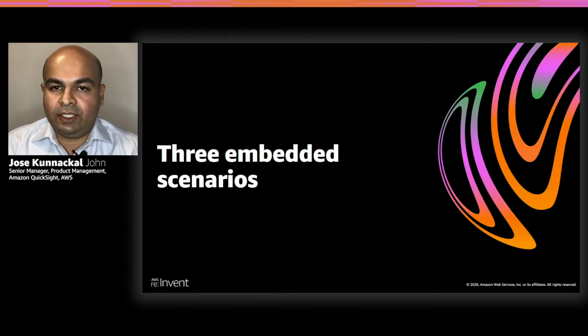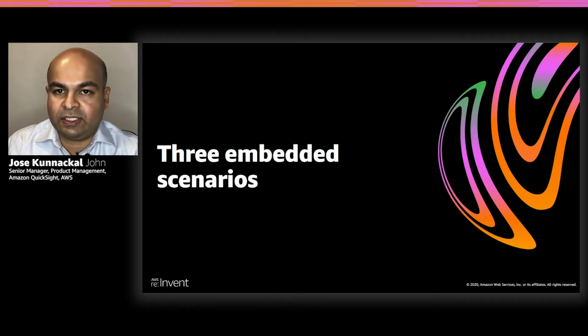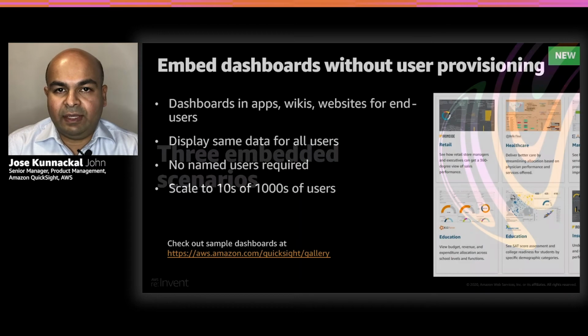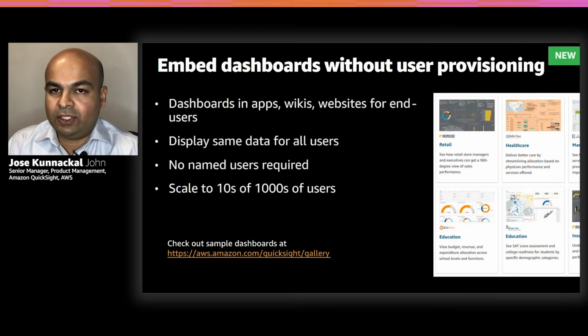Now that we've talked about the key benefits, let's talk about 3 key embedded scenarios that we see customers ask for. The first is embedding without user provisioning. So these are scenarios where you have embedded analytics that need to go out to tens of thousands of users. They typically want to see the same data. A good example is when you want to show financial data within a company to the top executives, and it needs to be a quick, easy to access portal, but one that's restricted to your internal corporate website.